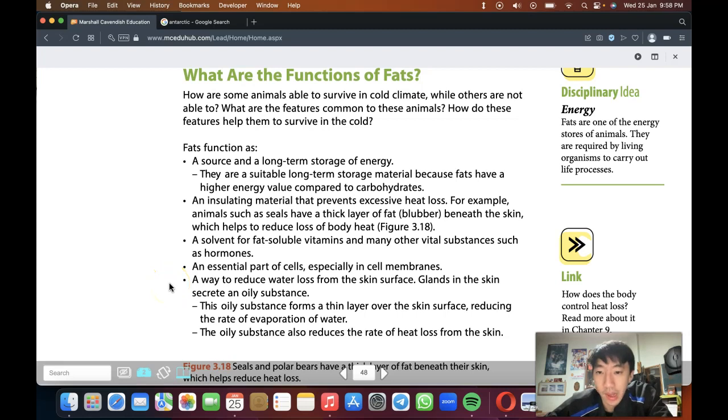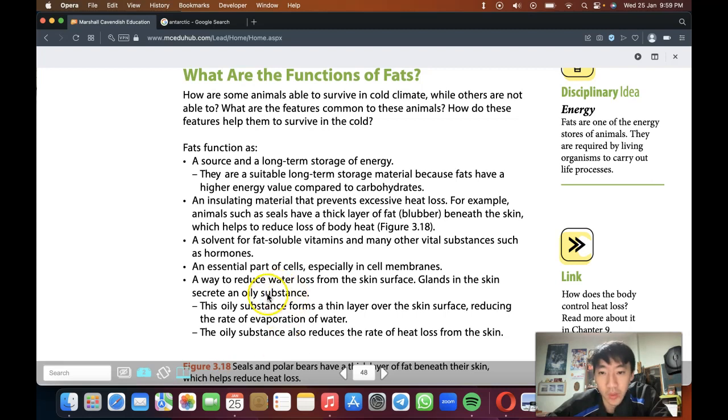And fats are a way to reduce water loss from the skin surface. Glands in the skin secrete an oily substance. The oily substance forms a thin layer over the skin surface, reducing the rate of evaporation of water, and the oily substance also reduces the rate of heat loss from the skin.